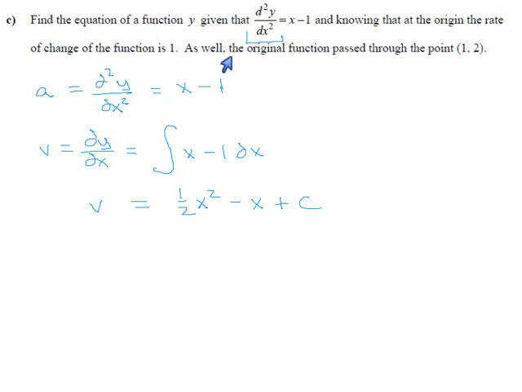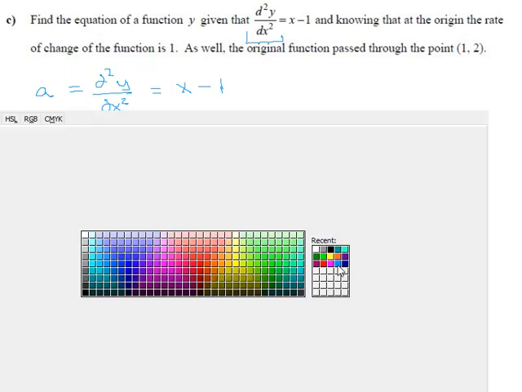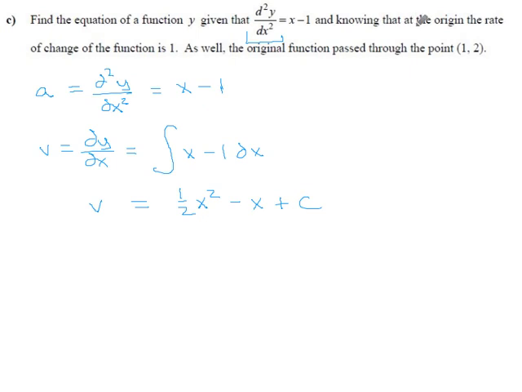And we can fill this in because they say at the origin, the rate of change of the function is 1. They're trying to talk in code here and make this look a little different. At the origin would mean when x equals 0. The rate of change of the function would mean its slope or its first derivative equals 1. So this has to equal 1 when x goes to 0. 1 equals 1/2 of 0 squared minus 0 plus c. c is 1.